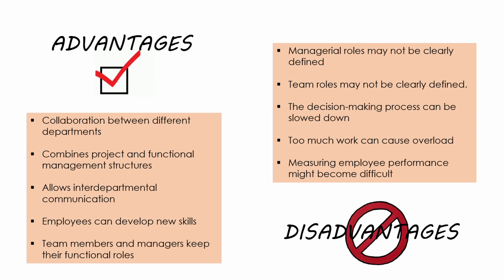And lastly, measuring employee performance might become difficult for the managers. Oftentimes, when implementing a matrix structure, it may be difficult to analyze the employee performance when working on a project. This is in part because team members may be essentially performing more than one role, both functionally and the tasks within the project.